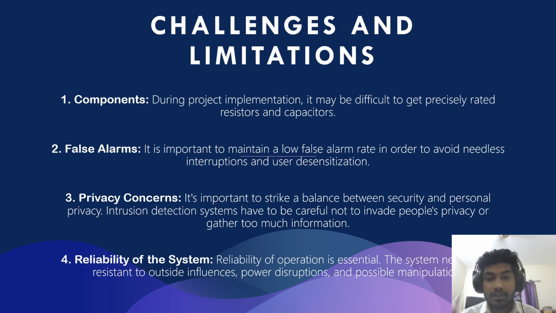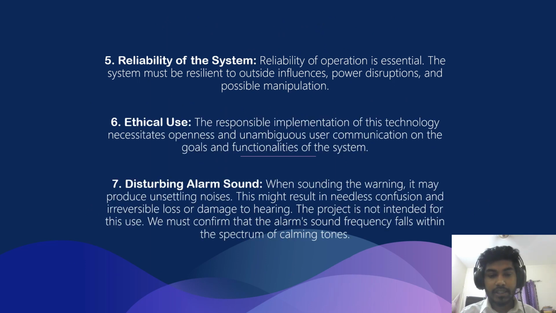Reliability of the system. Reliability of the operation is essential. The system needs to be resistant to outside influences, power disruption, and possible manipulations. Ethical use. Irresponsible implementation of technology necessitates openness and unambiguous user communication on the goals and functionalities of the system.